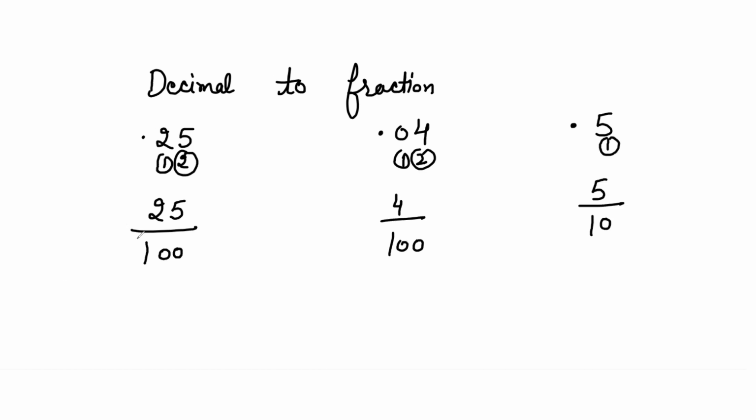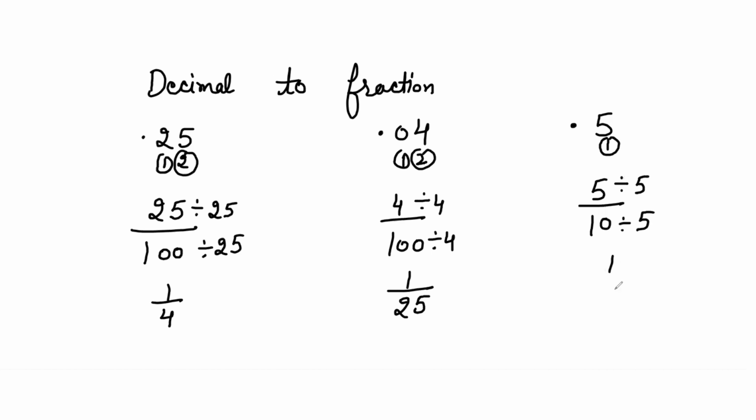And after that, since we have written it into fraction, whenever we are writing a fraction, we always need to write in the simplified form. So if I have to simplify, I'll simplify it with 25. And finally, what I'll get here, 1 by 4. I can simplify it with 4. What I'll get here, 1 by 25. I can simplify it with 5. What I'll get, 1 by 2. So this is how we can write a decimal to the fraction.